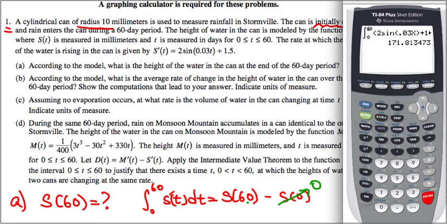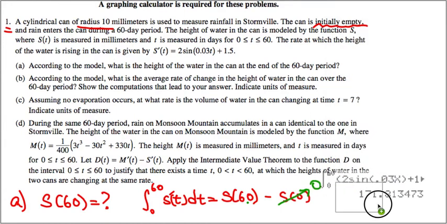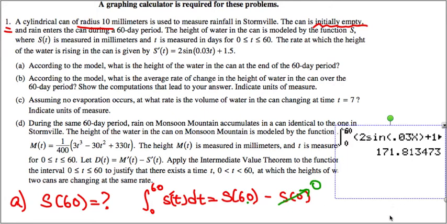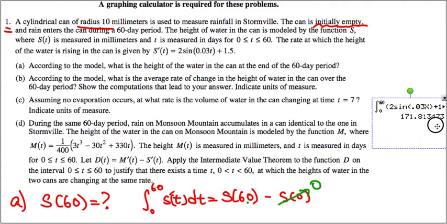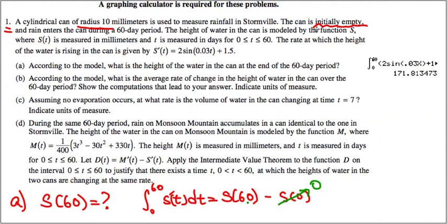If you calculate it, then we'll end up getting this value, 171.8. It didn't say anything much, so we're just going to put 171.8 millimeters. All right. Let's look at part B for a second.